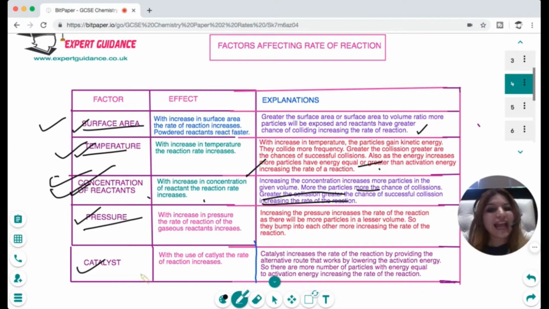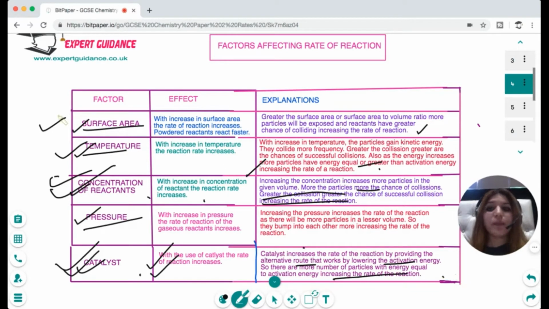Now, what does catalyst do? This is very important. You should be able to explain it graphically. That we'll be doing next. With the use of catalyst, the rate of reaction increases. How? This is for the second part of the collision theory, that catalyst provides an alternative route to a reaction that lowers the activation energy. Now, as the activation energy of the reaction is lowered, you have more number of particles having the energy equal to the activation energy, increasing the rate of reaction.